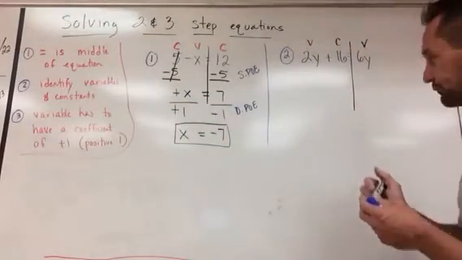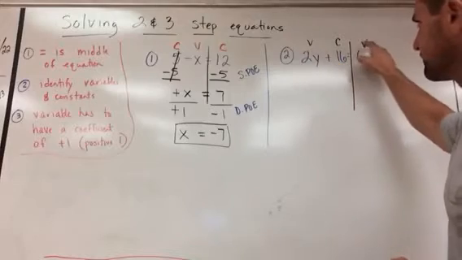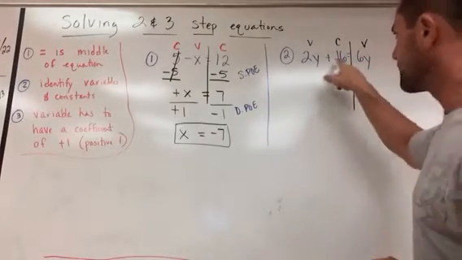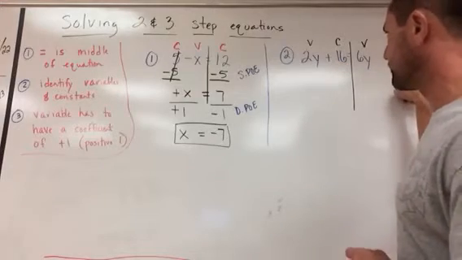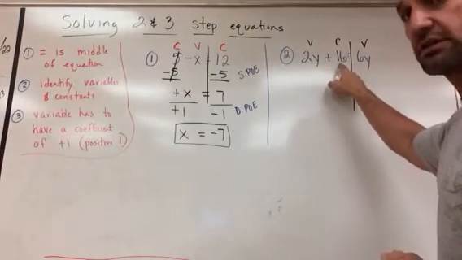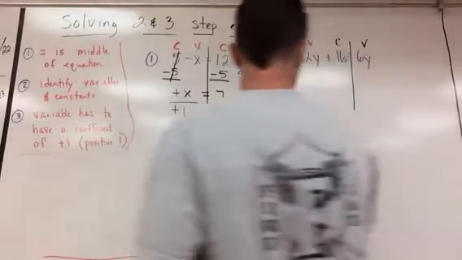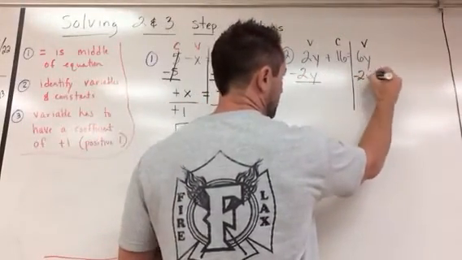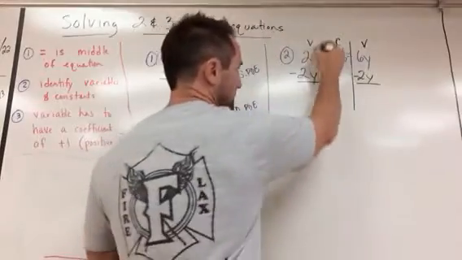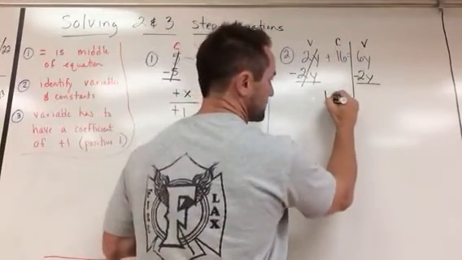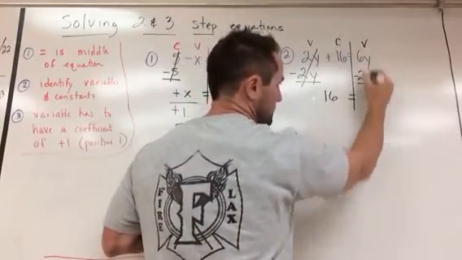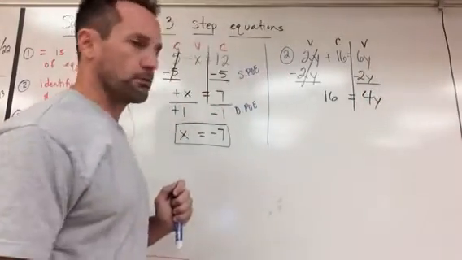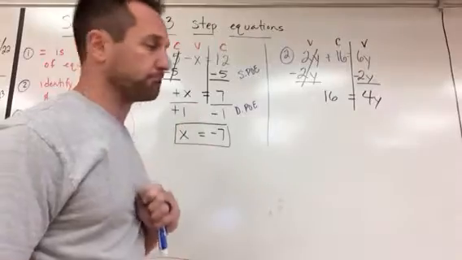I have a variable on the left, a variable on the right, and a constant on the left side of the equal sign. So I'm going to isolate my variables on the right and my constants on the left, because the constant is already here. So I'm going to subtract 2y from here, subtract 2y from here, and these cancel out. And you get 16 is equal to 6y minus 2y, which is 4y. And that was step 1.